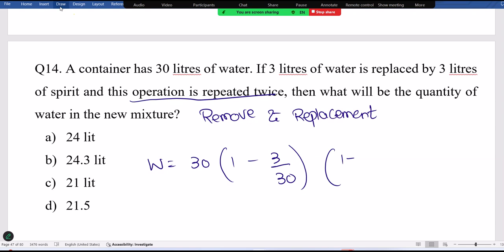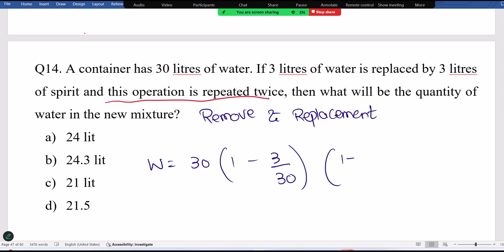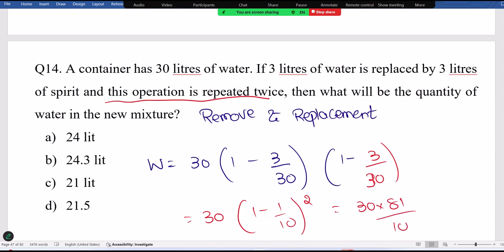Listen, there is a bug in the question. A lot of people will think about, sir, they didn't mention 2 more times, they said repeated twice. So they did this twice, totally 2 times only. Again, we have to remove 3 liters out of total 30. So 2 times we are doing. So it's 30 into 1 minus 1 by 10 whole square, which is 9 by 10, so which is 81 divided by 100. 243 divided by 10 means 24.3 liters. 24.3 liters of water is available.